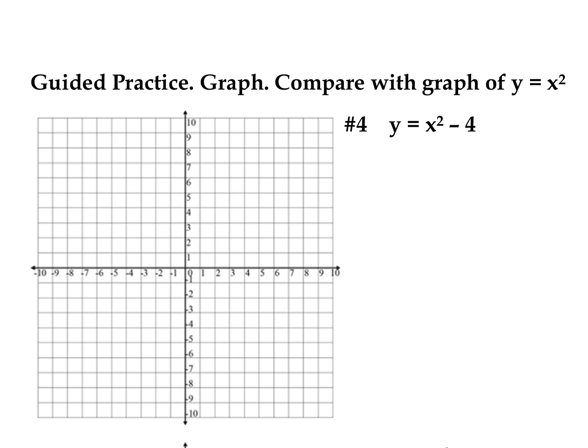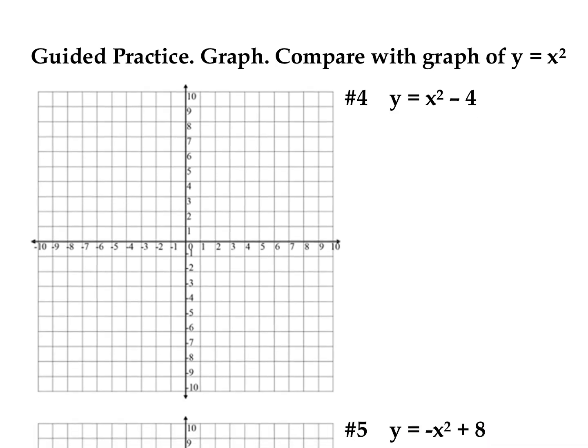All right, let's graph some more parabolas. All right, so now we see the c value is different. So now we have a c value, in this case, of negative 4. So what we're going to want to do here is make a table of values and still plug in negative 2, negative 1, 0, 1, and 2.